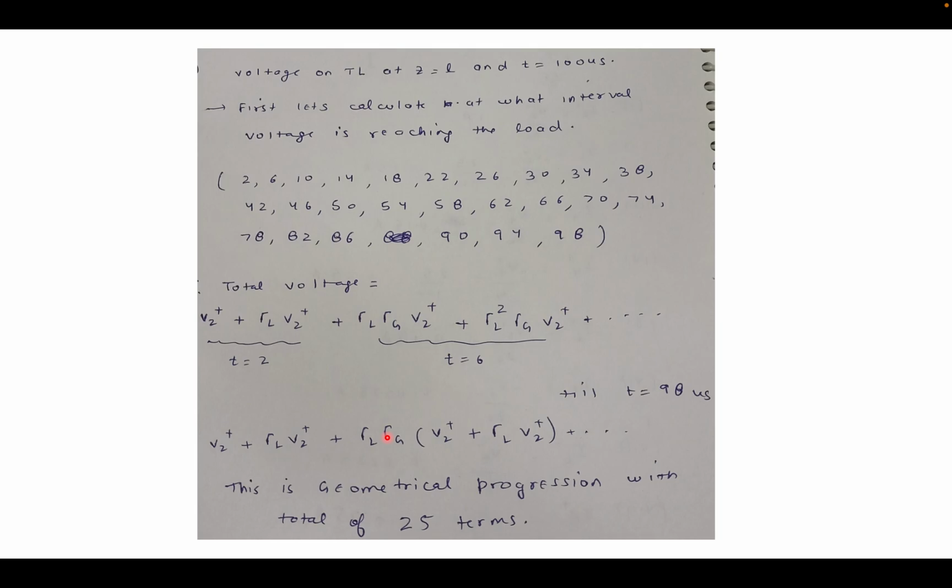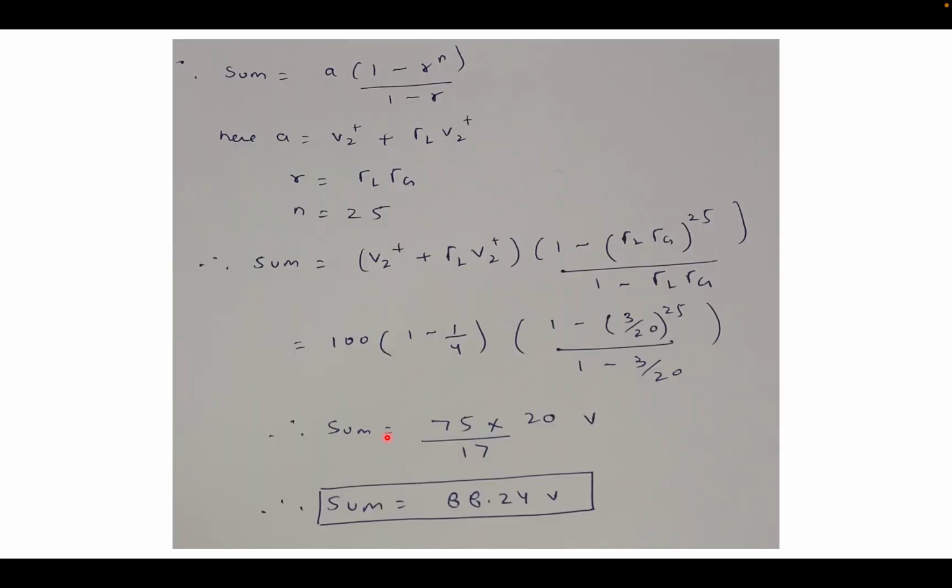So now you know what the sum of a geometrical progression is. The sum is given by a times 1 minus r power n upon 1 minus r, where r is the common ratio, a is the first term, and n is the number of terms. Here a is nothing but v2 plus tau l times v2 plus, r is nothing but tau l times tau g, and n is 25. So you can go on and calculate the sum. The sum will be v2 plus tau l v2 plus times 1 minus (tau l tau g) power 25 upon 1 minus tau l tau g, right?